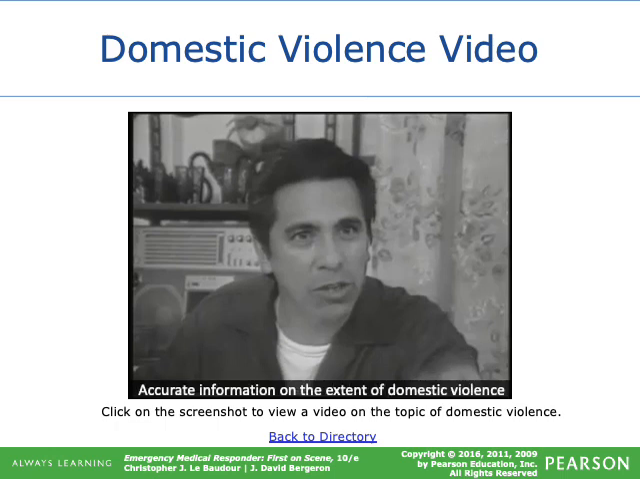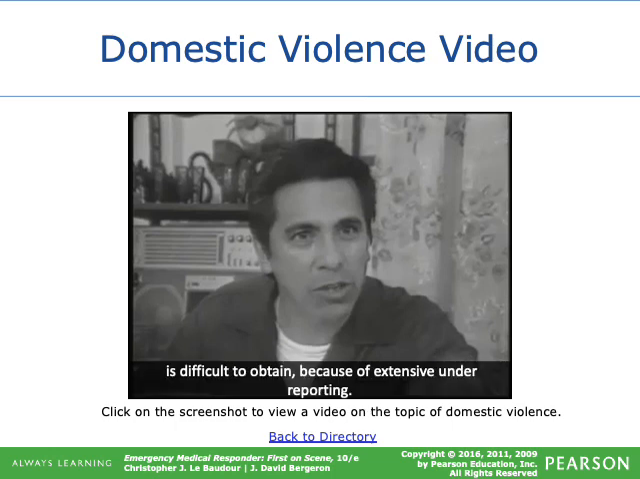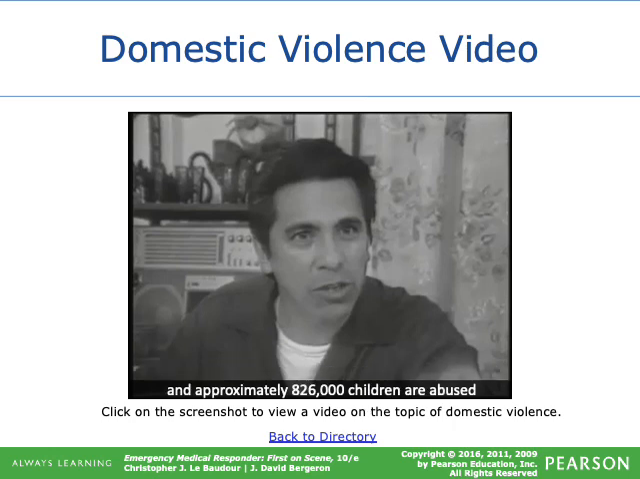Accurate information on the extent of domestic violence is difficult to obtain because of extensive under-reporting. However, it is estimated that as many as 4 million instances of domestic abuse against women occur annually in the U.S., and approximately 826,000 children are abused by their parents each year. Thus, it is very likely you'll need to respond to injuries that are the result of domestic violence.